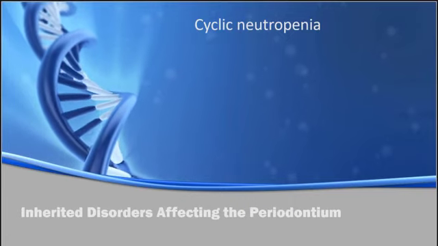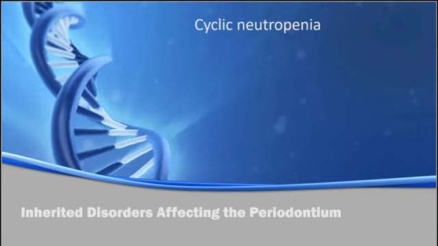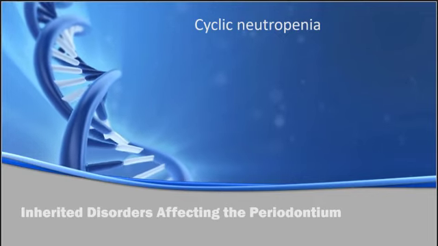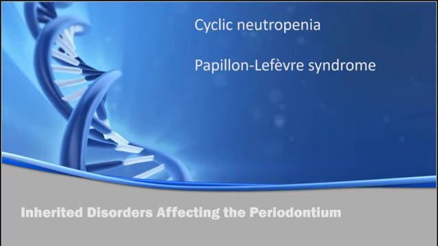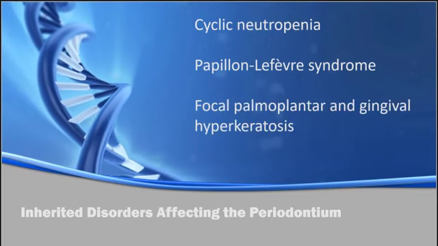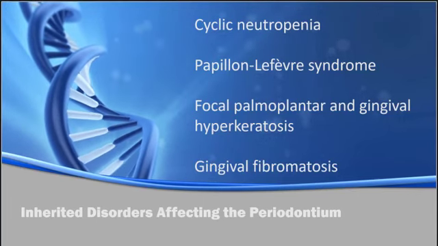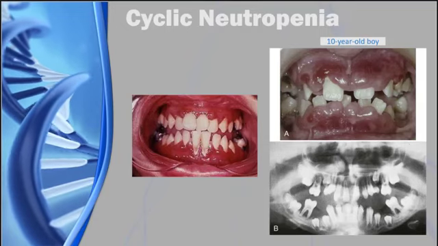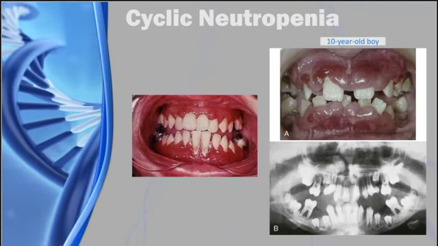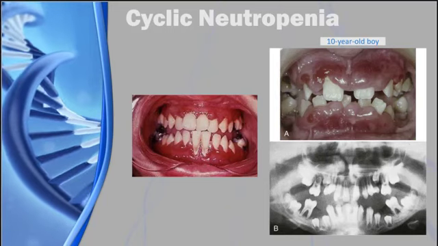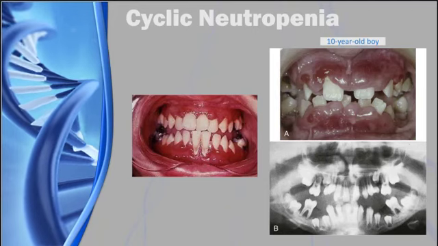The next four disorders we will cover are inherited disorders which affect the periodontium. That's going to include cyclic neutropenia, Papillon-Lefevre Syndrome, focal palmoplantar and gingival hyperkeratosis, and gingival fibromatosis. Cyclic neutropenia is actually a form of agranulocytosis. This condition is all about the neutrophils, or the lack of neutrophils.